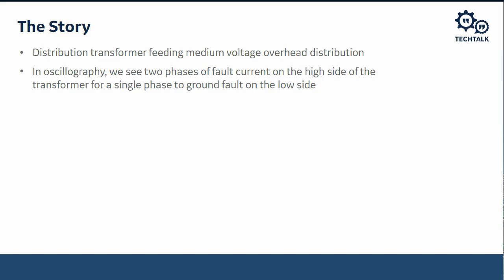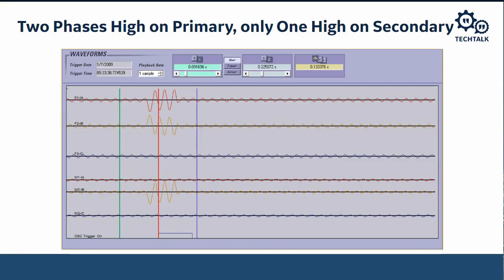So let's take a look at the oscillography record. So here's what we're seeing. We're seeing the top red waveform. That's A phase current on the high side of the transformer. The next current down, which is sort of the orangey type color, is the B phase current on the high side of the transformer.